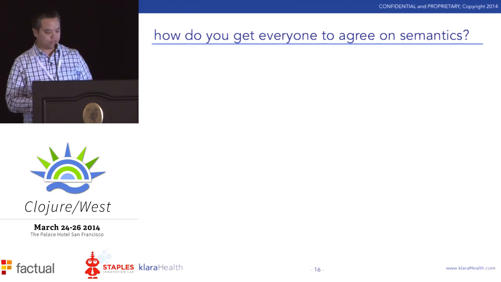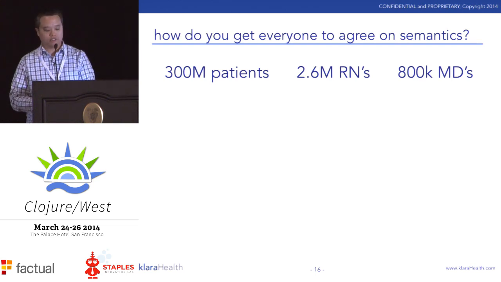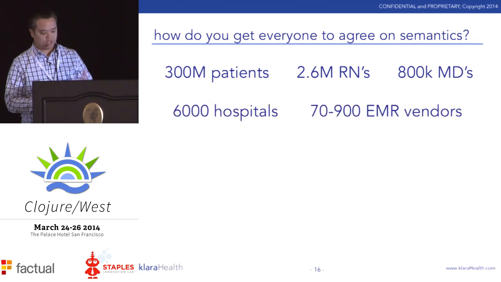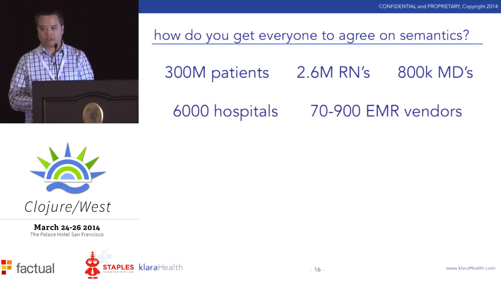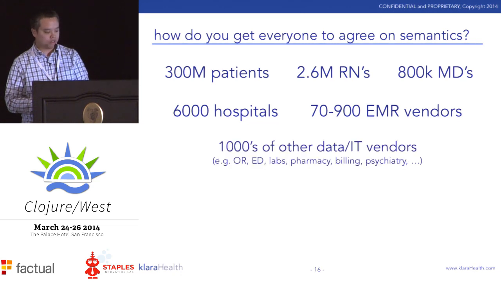It shouldn't be too difficult until you look at the numbers. There's 300 million patients. There's anywhere from 2.5 to 3 million nurses out there, and over 800,000 physicians. And they're spread over 6,000 hospitals. If you look at the electronic medical record vendor industry, there's a federal mandate to certify EMRs, and as of stage 1, there were over 900 certified EMRs. In stage 2, that number's dropped to about 70 or 80, and it's an ongoing process, so there's probably gonna be more, but you have almost 1,000 different vendors providing centralized electronic medical records.